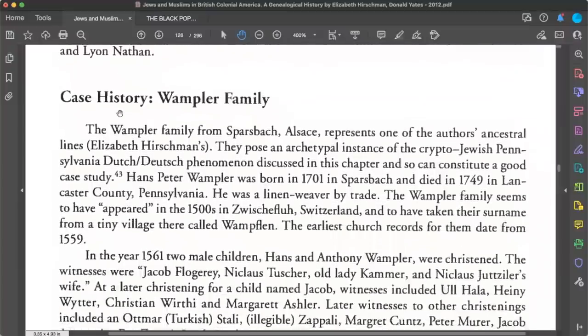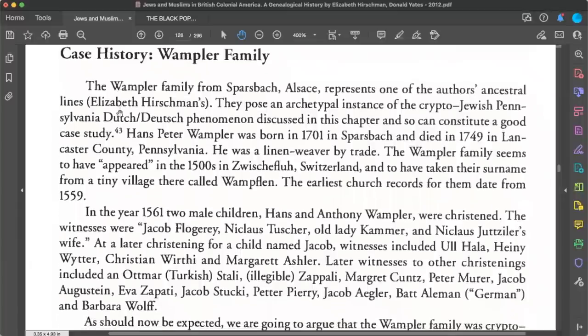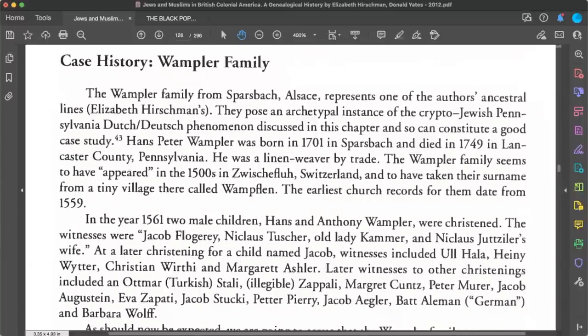All right, continuing, it says here, case history, Wampler family. The Wampler family from Sparsbach, Alsace, represents one of the author's ancestral lines, Elizabeth Hirschman's. They pose an archetypical instance of the crypto-Jewish Pennsylvania Dutch phenomenon discussed in this chapter, and so can constitute a good case study. Hence, Peter Wampler was born 1701 in Sparsbach and died in 1749 in Lancaster County, Pennsylvania. He was a linen weaver by trade.